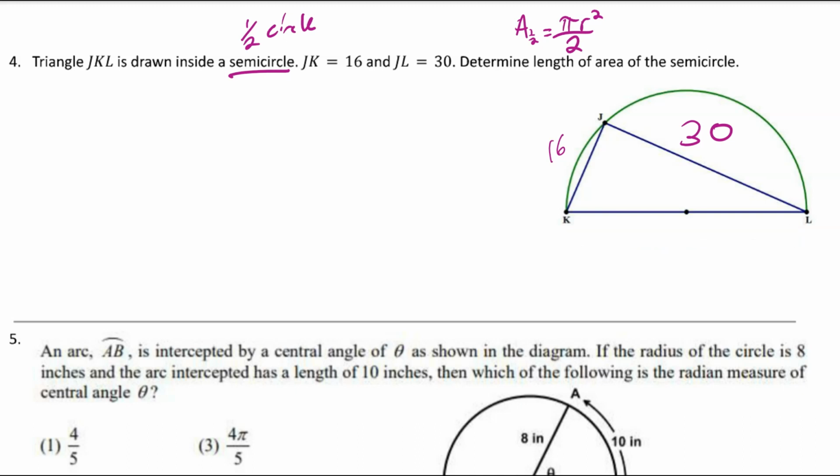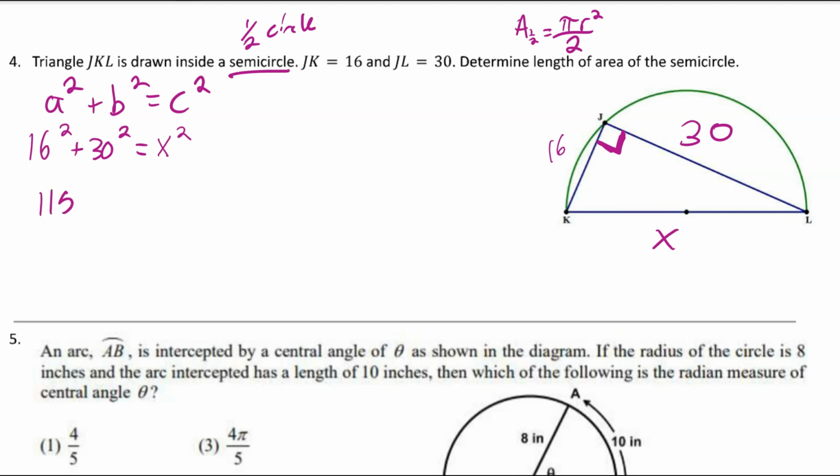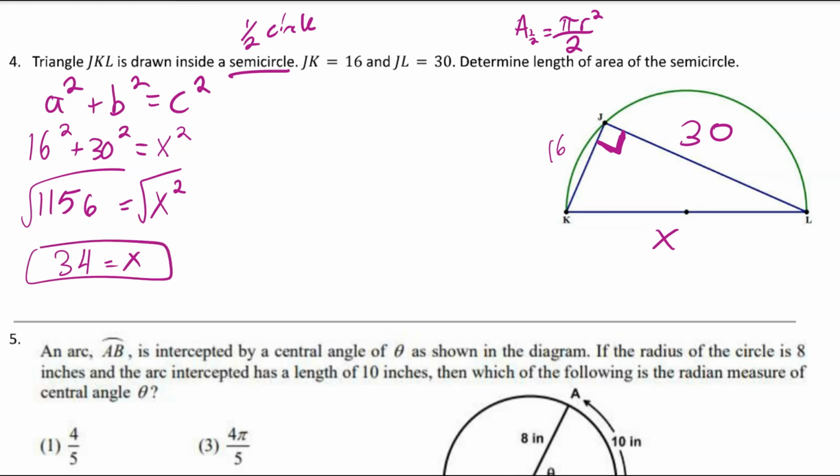Well, remember that a triangle inscribed in a semicircle is a right triangle, and as such I could use the Pythagorean theorem to find KL. A squared plus B squared equals C squared. So 16 squared plus 30 squared is equal to my hypotenuse KL squared. 16 squared plus 30 squared is 1,156. If I take the square root of that on both sides, I get the square root of 1156 to be 34.